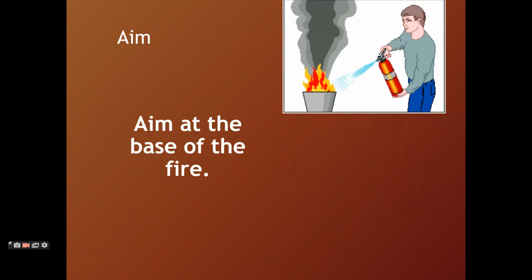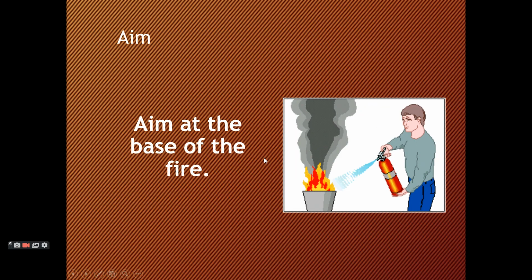After that, aim at the base of the fire. Whenever you are using any fire extinguisher, always aim the extinguisher at the base of the fire, because if you aim the extinguisher at the top of the fire, it will not extinguish the fire, because the fire is burning from the bottom, not from the top. So always aim at the base of the fire.